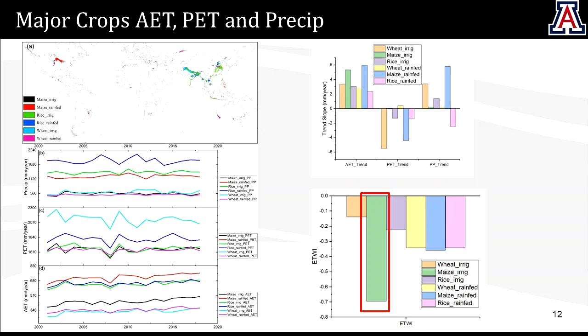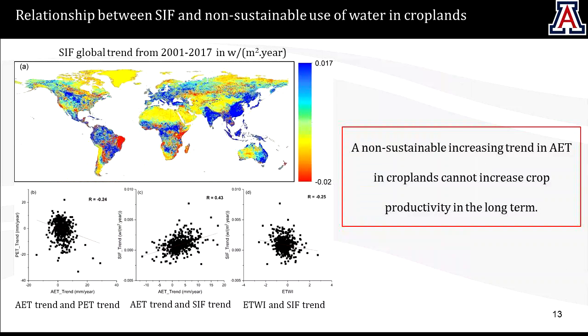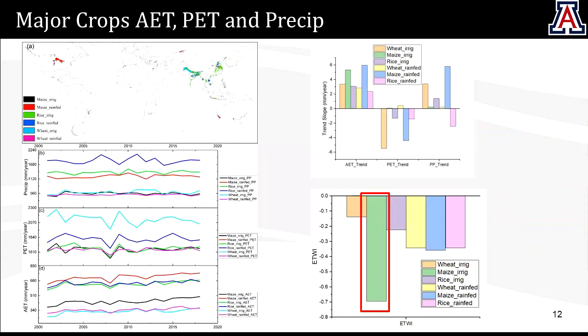Based on this figure, rain-fed rice lands are mainly located in high precipitation areas with more than 1650 mm annual rainfall, which makes sense due to the high need for water for growing rice crops. The AET trends in all major crops are significantly positive. In this case, rain-fed and irrigated maize show a more increasing trend.